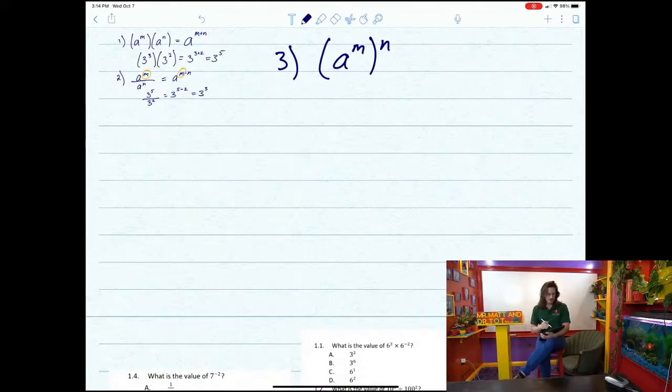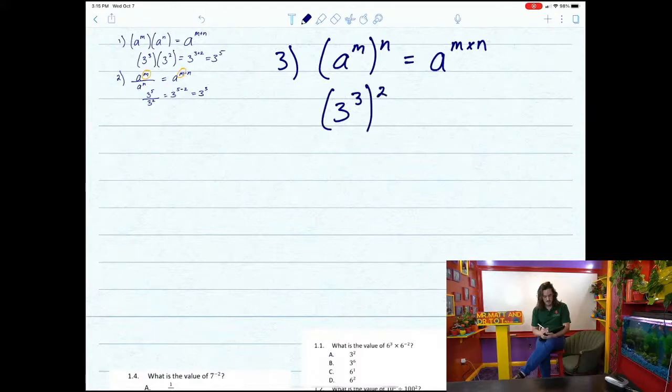So here I could call this a to the m power quantity raised to the n power. When we have a power of a power, we can multiply. So for example, 3 cubed quantity raised to the 2nd power is the same thing as 3 to the 3 times 2 power, which would be 3 to the 6th.